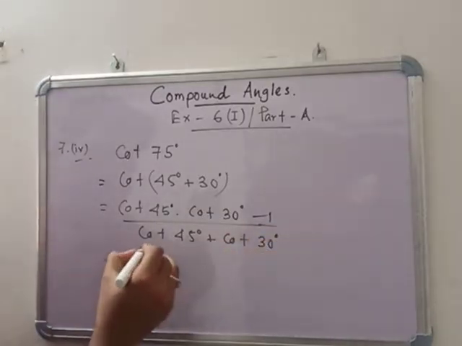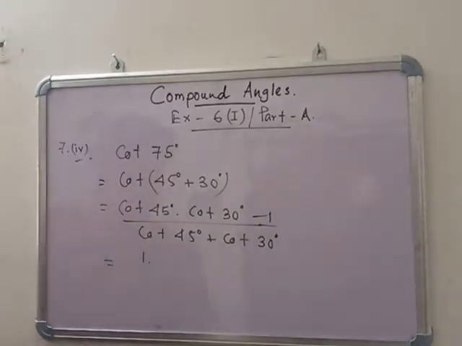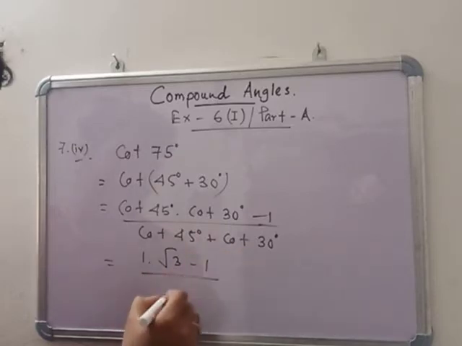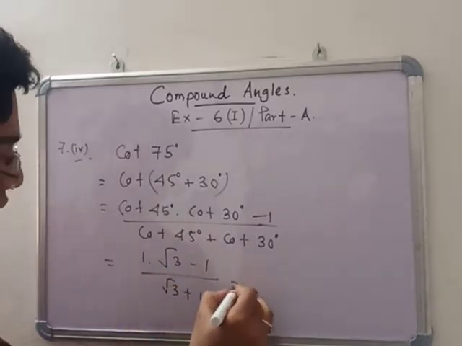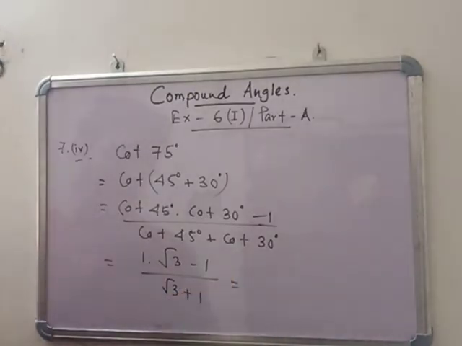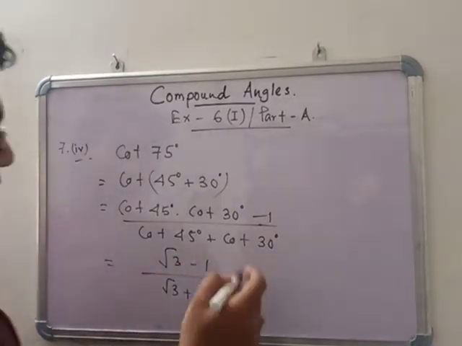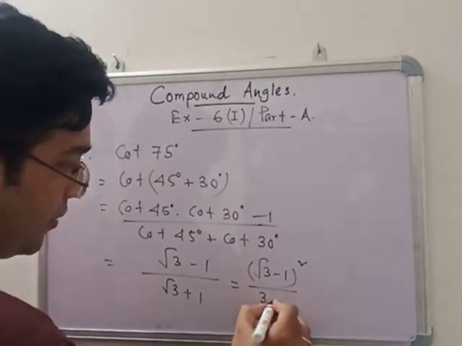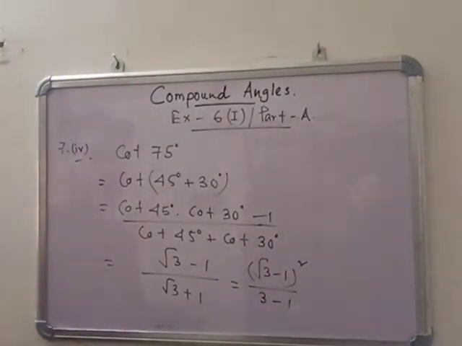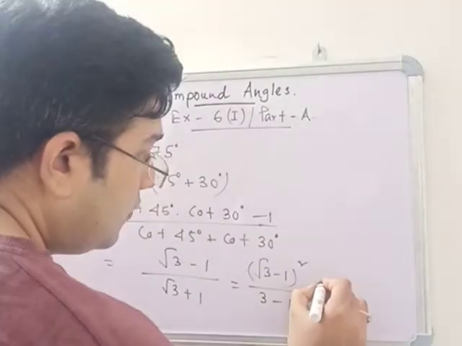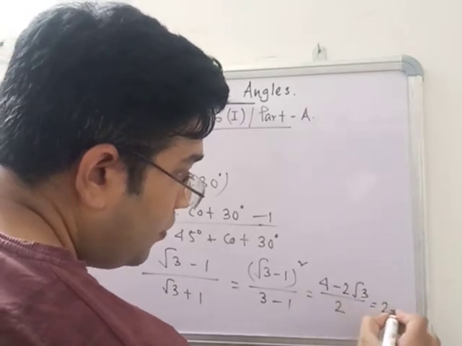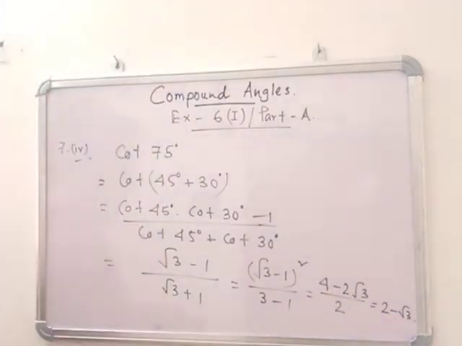So cot 45 degree is 1, cot 30 degree is root 3, and this is minus 1, and this is root 3 plus 1. So root 3 minus 1 by root 3 plus 1. If we multiply by root 3 minus 1 on both sides, this is a square and this is 3 minus 1. That means 4 minus 2 root 3 by 2, that means 2 minus root 3. So 2 minus root 3 is the answer here.